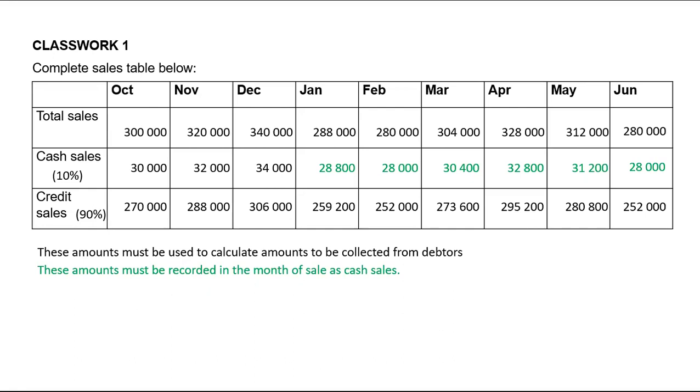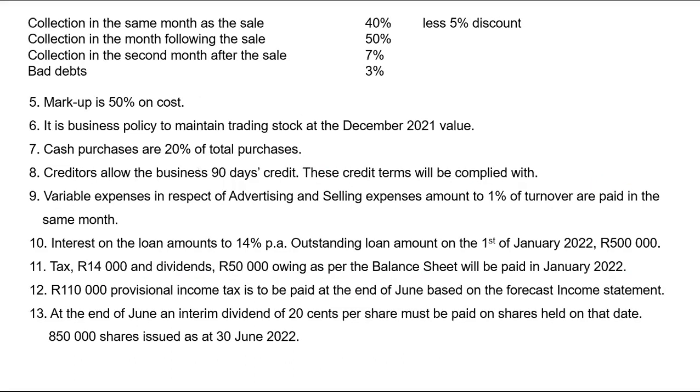According to these terms, 40% of October will be collected in October, 50% of October will be collected in November, and 7% will be collected in December. So none of October credit sales will be collected within the budget period. None will be collected in January or February or March. So that's why I won't even pay attention to the October credit sales.